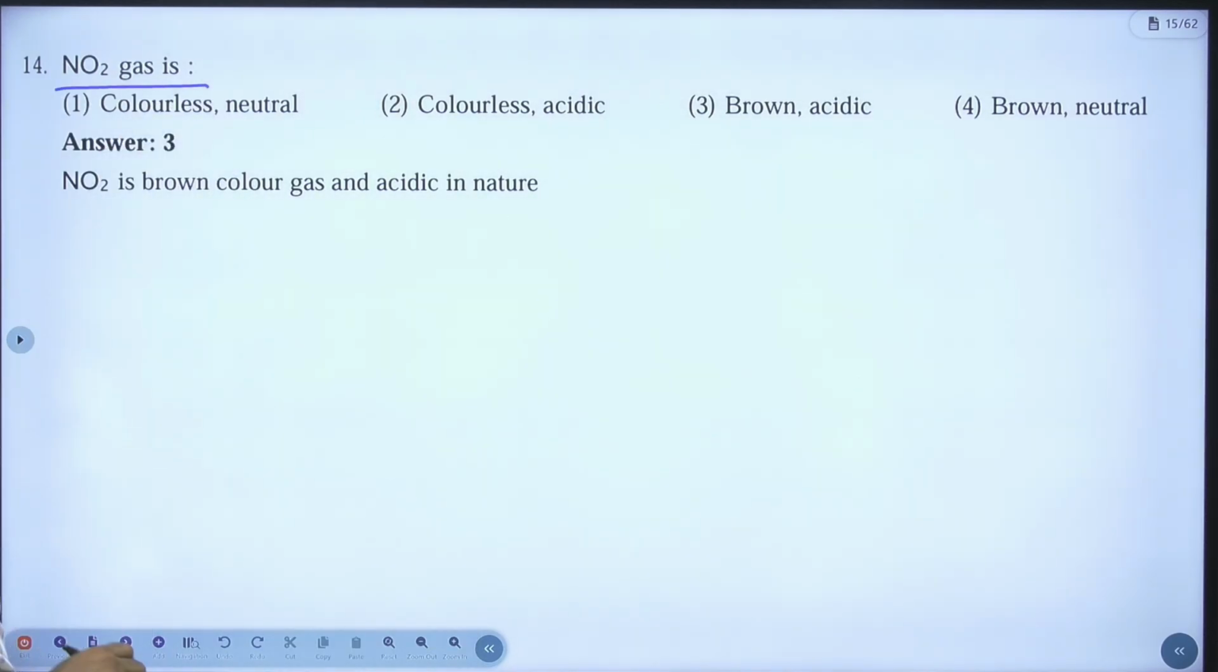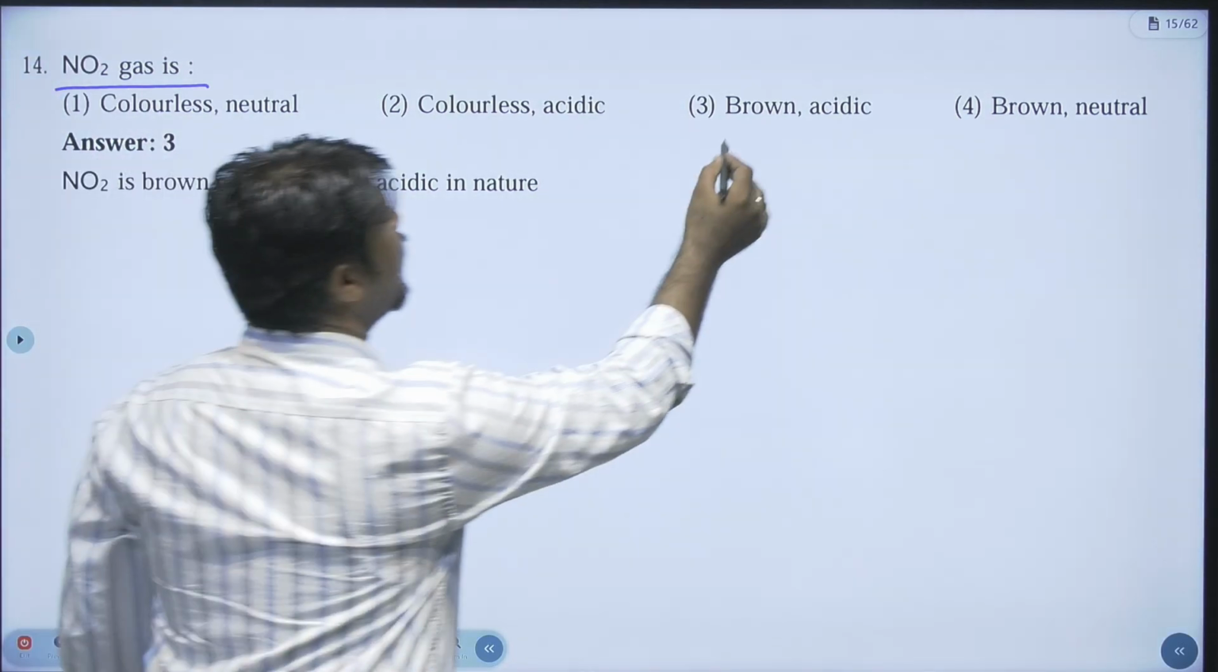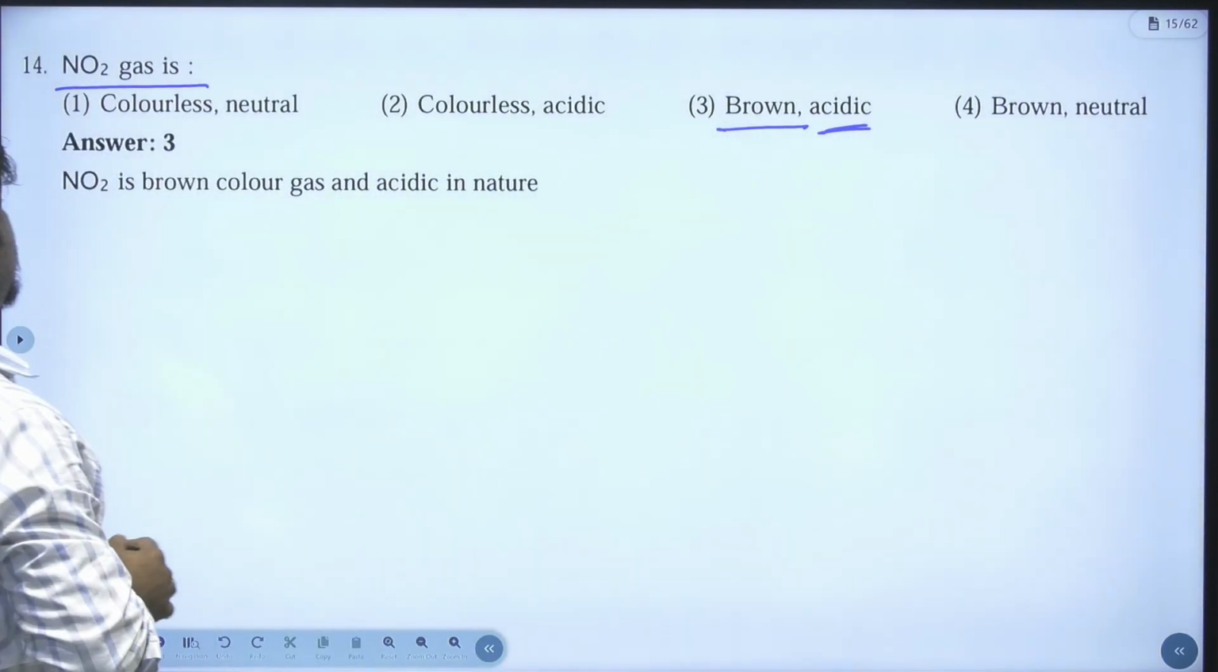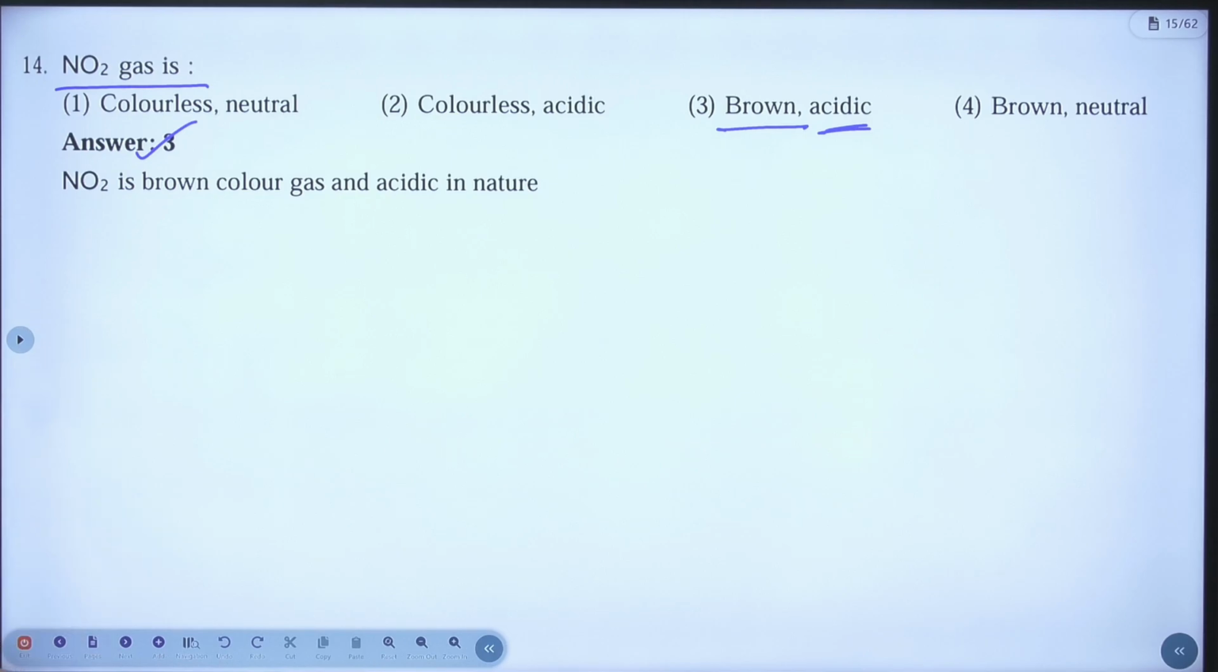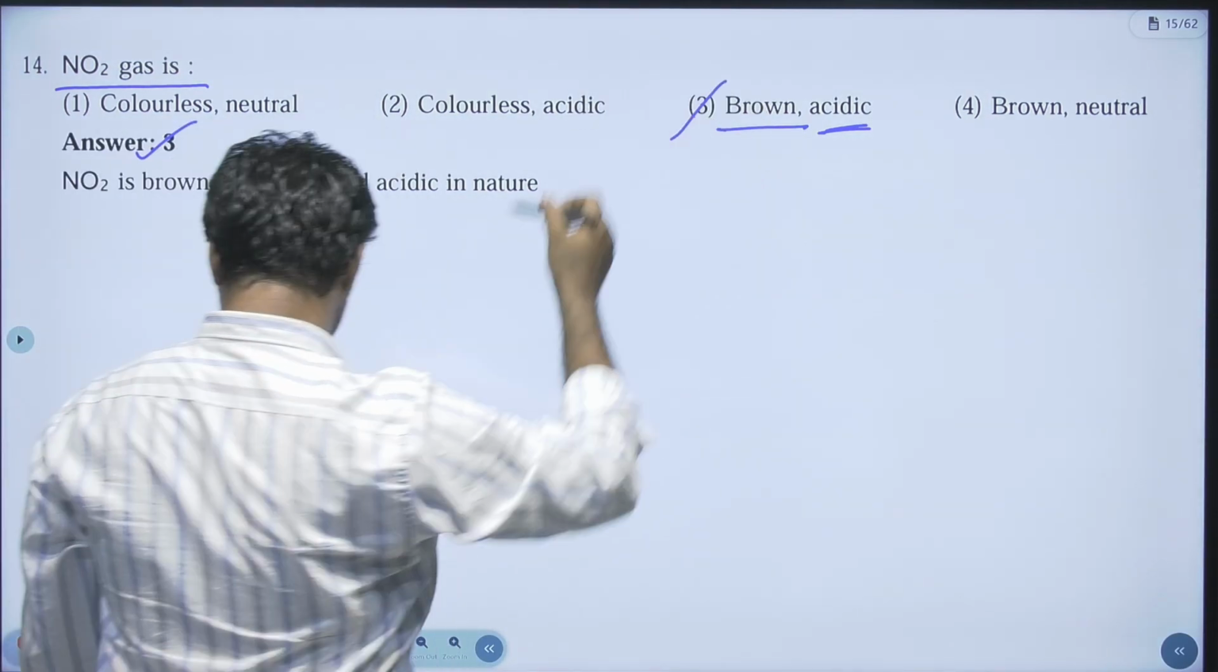NO2 gas is. So nitrogen dioxide, that NO2 gas, is brown in color and acidic in nature. So the right answer is third. Yes, go to the next question.